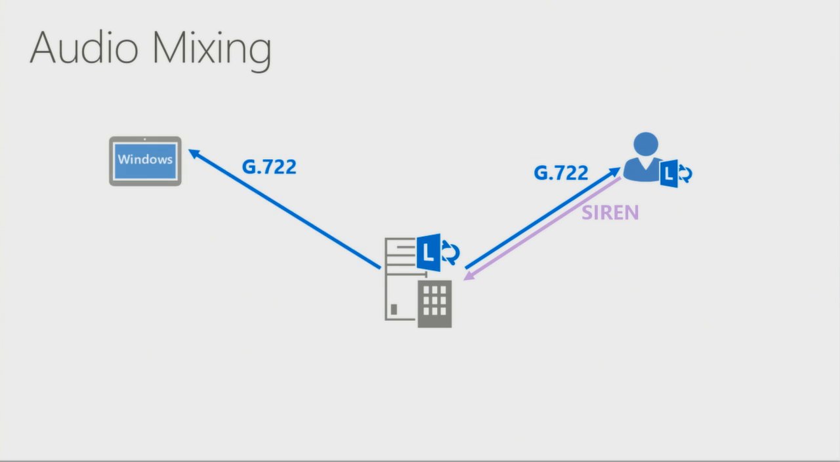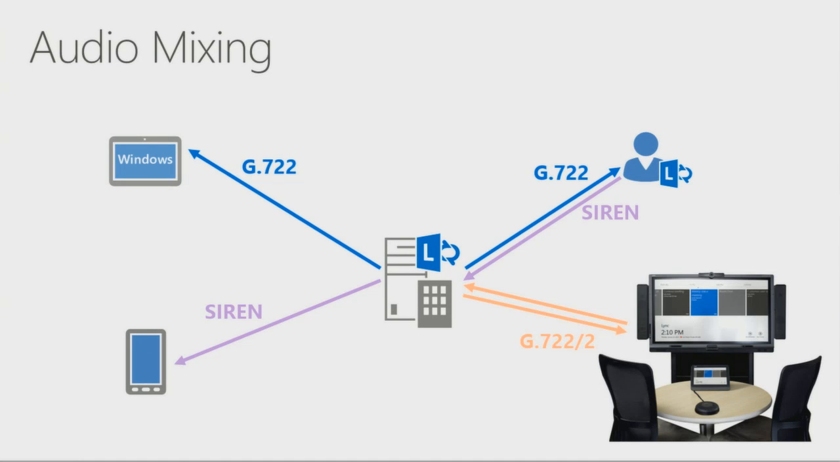But the important thing I want to stress here is that the server takes many different codecs and it will mix them together. For example, the room system will use the stereo codec, and then dial-in conferencing will use G711. So we see a lot of different codecs here, and the server will do mixing.